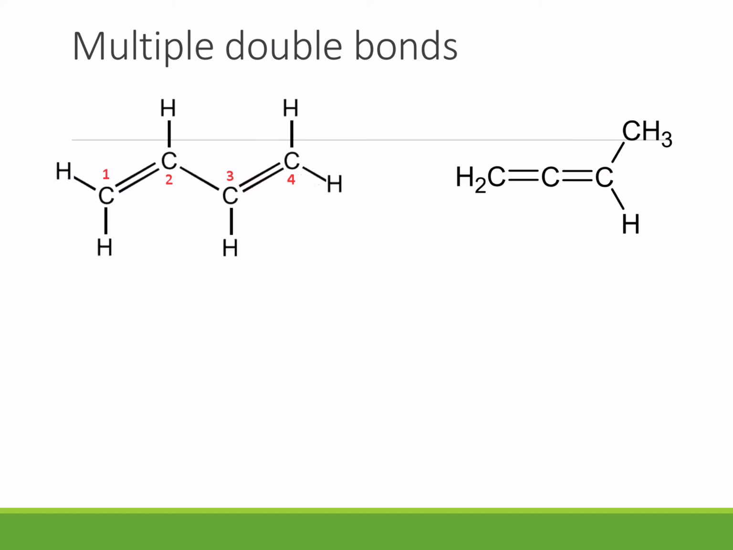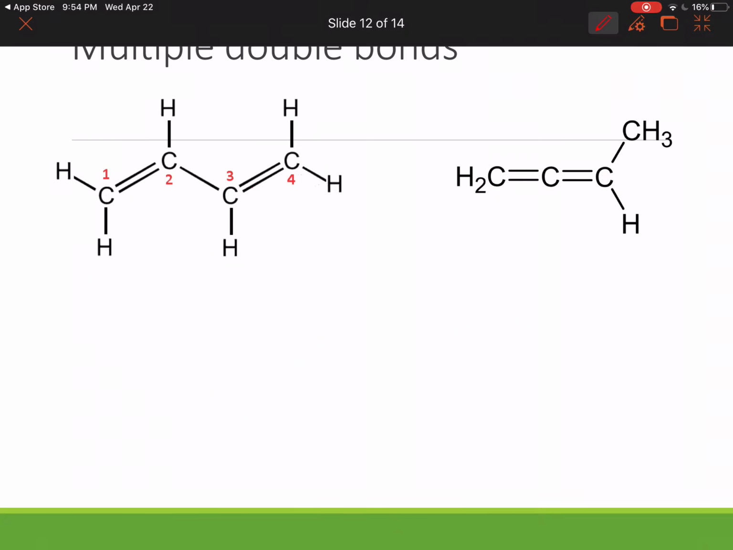Multiple double bonds. All right, so what happens if we have multiple double bonds? Well, we kind of employ the same ideas. If there's 2 double bonds, we're going to put the prefix di. If there's 3 double bonds, it's tri, and so forth and so on.